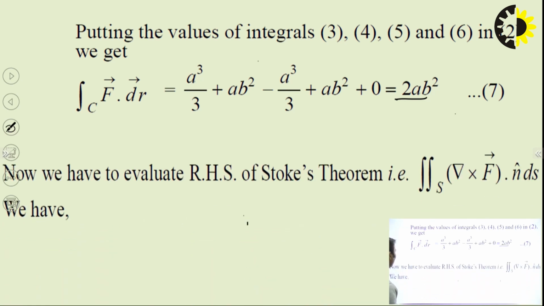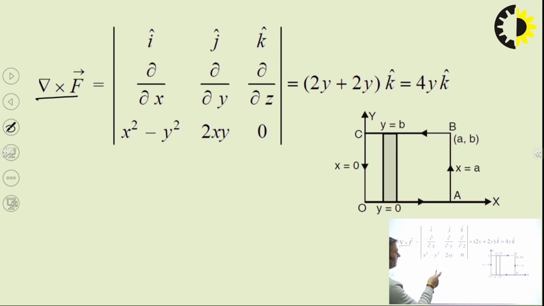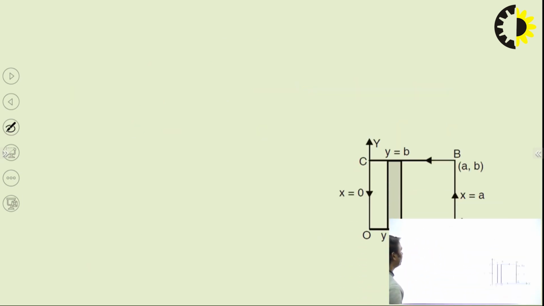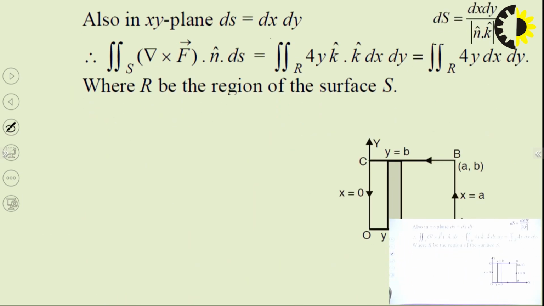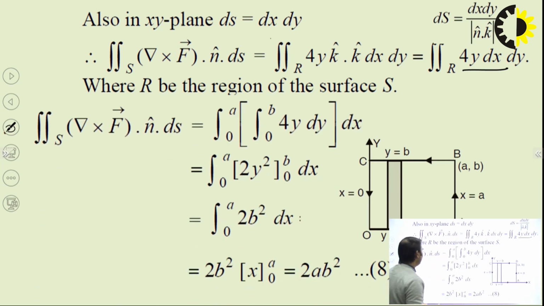Now finally, we must evaluate the right hand side of this Stokes theorem, which is curl f dot n cap ds. We can have the curl value, which is del cross f, and we have the answer in terms of y and k. Correct. Because this is the xy plane, we will have n cap equals k. Finally student, by taking the product of curl f, we have 4y dx dy. By taking the limits, you can see your answer gets verified.